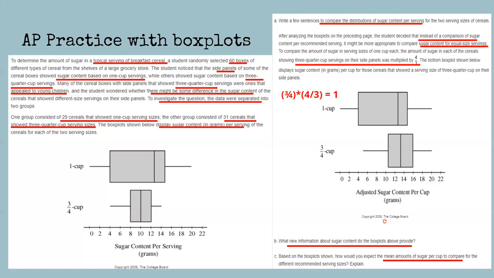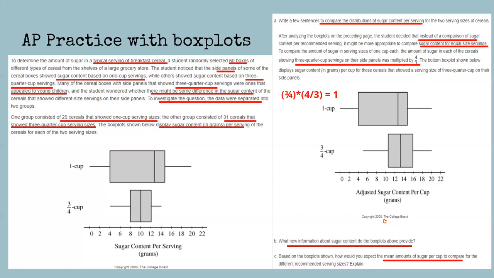Okay, to determine the amount of sugar in a typical serving of a breakfast cereal, a student randomly selected 60 boxes of different types of cereal from the shelf at a large grocery store. It doesn't matter that it's a large grocery store. A student noticed that the side panels of some of the boxes showed sugar content based on 1 cup servings, while others showed 3/4 cup servings. Numbers are key, so that was probably the most important thing. Many of the boxes that showed 3/4 cup servings were the ones that appealed to young children.